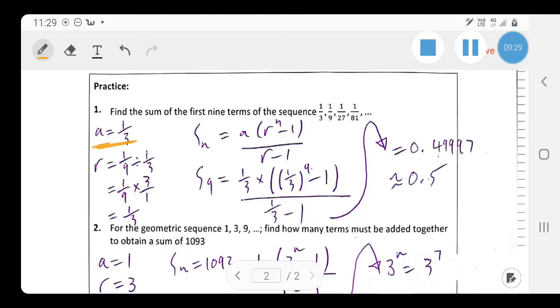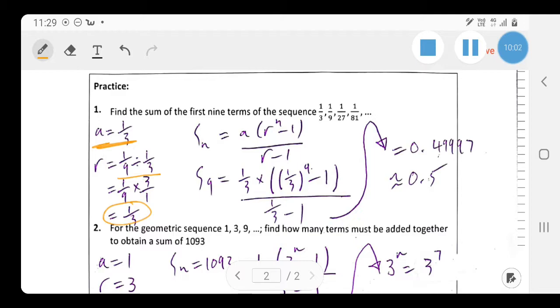To get our common ratio, I'm doing T2 divided by T1, which is 1/9 divided by 1/3. And remember how we divide fractions? That becomes 1/9 times 3 over 1. You flip the second fraction upside down, change the division into a multiplication. So 1/9 times 3 becomes 3 over 9, which is 1 over 3. So R equals 1 over 3. And A equals 1 over 3. All right, same number for both.